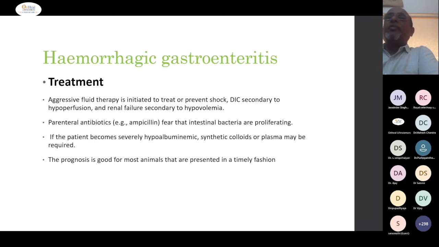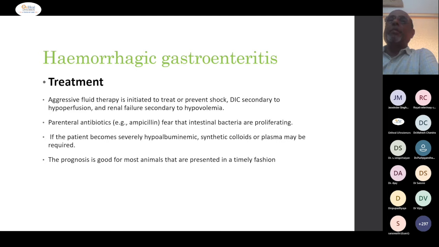So for treatment, aggressive fluid therapy is initiated to prevent shock. DIC secondary to hypoperfusion, that's the most important pathophysiology of hemorrhagic gastroenteritis. Renal failure secondary to hypovolemia. So there is hypoperfusion, there is hypovolemia, this is dehydration, which is the main pathophysiology of hemorrhagic gastroenteritis.